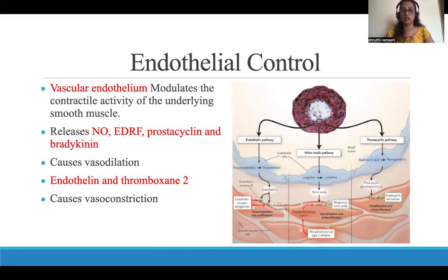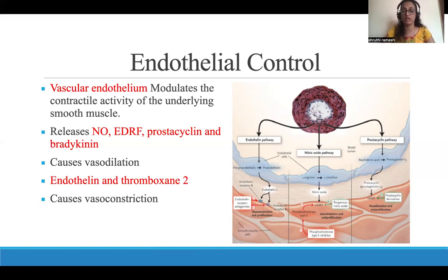Coming to the endothelial control, the vascular endothelium modulates the contractile activity of the underlying smooth muscles. It releases nitric oxide, endothelial-derived relaxing factors, prostacyclins, and bradykinin, which mainly cause vasodilation and keep the vessels open. Whereas whenever there is an endothelial or microvascular injury, it tends to release endothelin and thromboxane too, which are potent vasoconstrictors, causing vasoconstriction and proliferation, leading to clots.